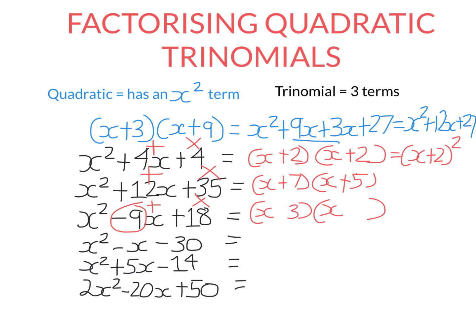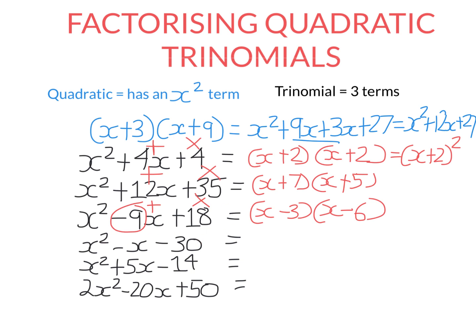But this time, it's not going to be positive and positive, because 3 plus 6 doesn't equal 9. They need to both be negative. It's going to be -3 and -6. -3 plus -6 gives -9. -3 times -6 gives you +18. If you were to expand this using FOIL, you would get that.